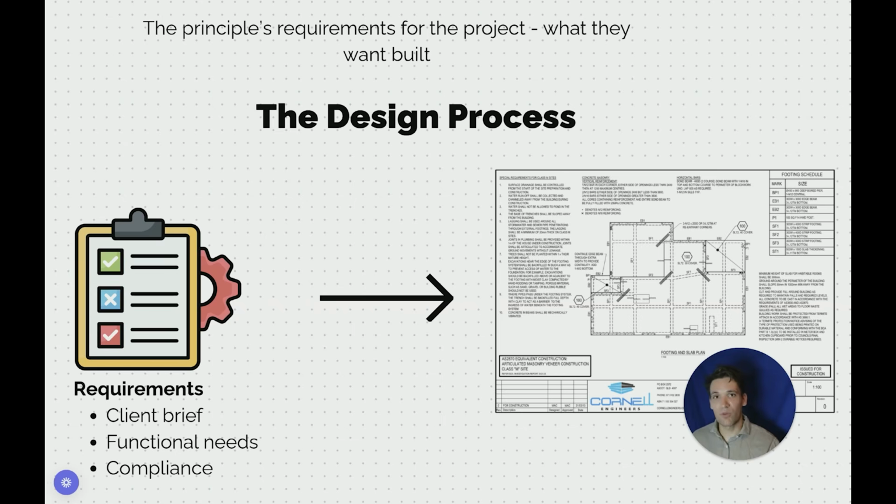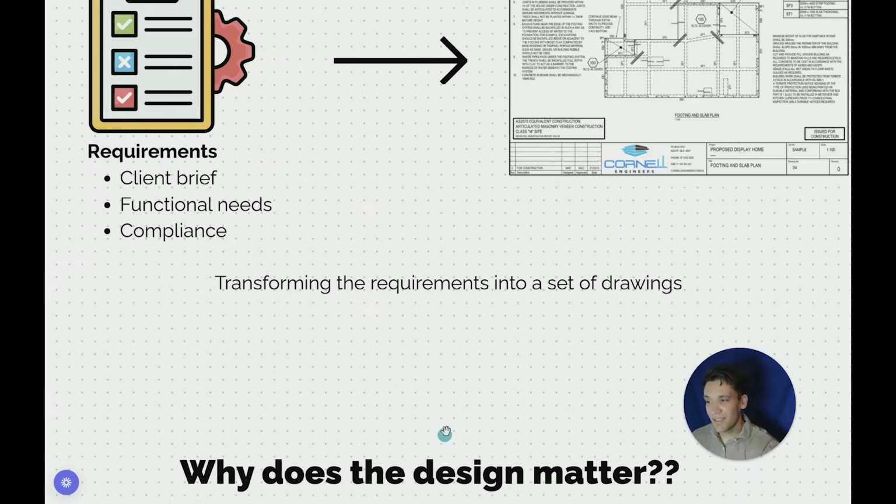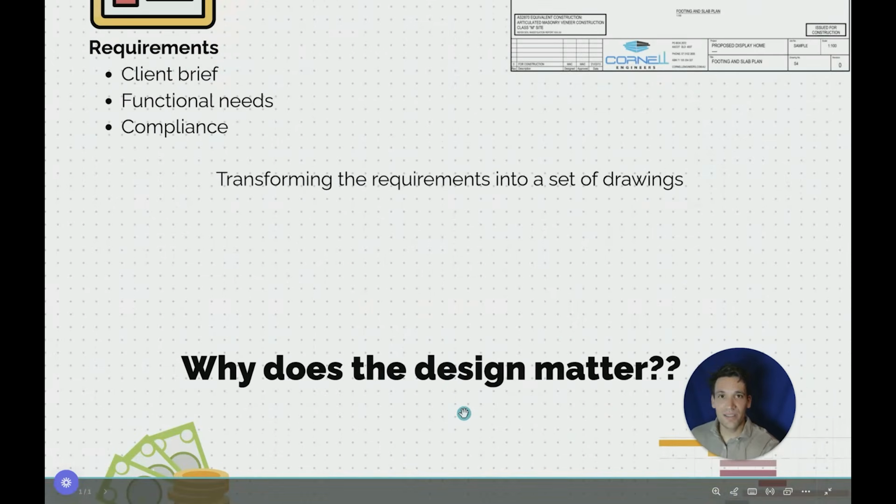For example, for a solar farm, the requirements might be to export a certain amount of energy. And there might be compliance requirements. For example, there'll be certain electrical laws about how cables need to be installed, the insulation on cables, these sorts of things. Putting these all together, we get the project requirements. Then the design process takes these requirements and transfers them into a set of engineering drawings.